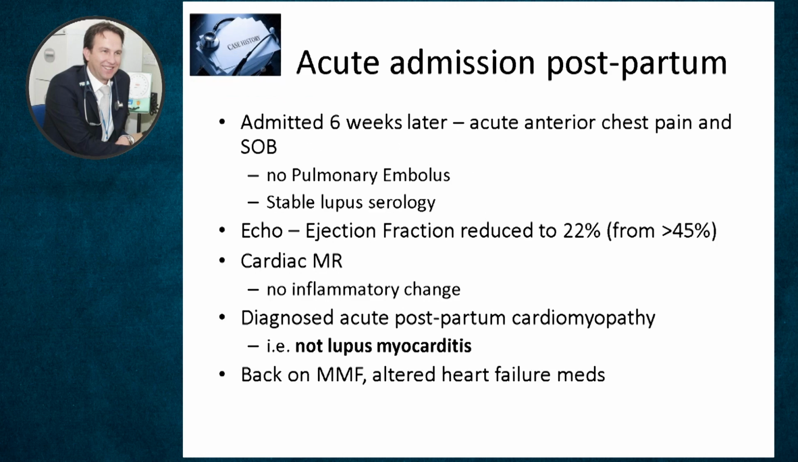However, 6 weeks after her delivery, she was admitted into the acute adult unit with a recurrence of acute anterior chest pain and breathlessness. Initial investigations excluded a pulmonary embolus, and her lupus serology was actually relatively stable. Repeat echocardiograms showed a reduced ejection fraction back down to around 20%, and a repeat cardiac MR showed no acute inflammatory change, and the cardiologist diagnosed this as an acute postpartum cardiomyopathy on the background of a previous cardiomyopathy.